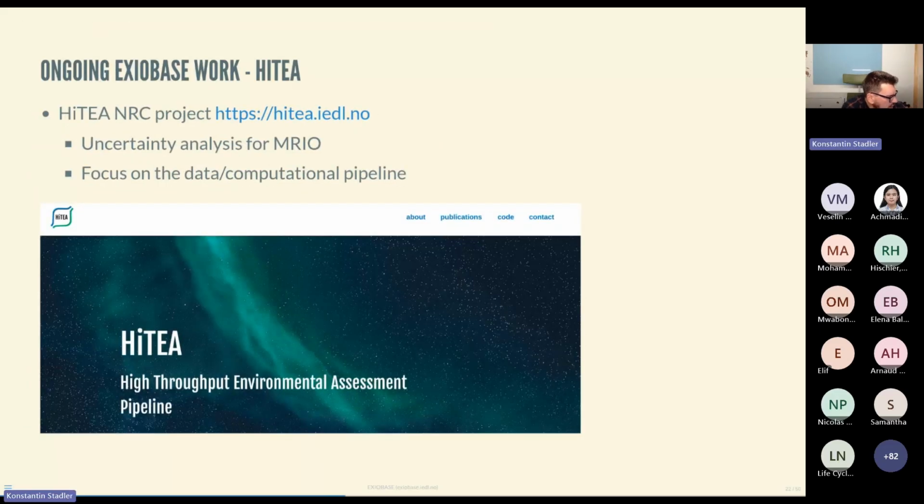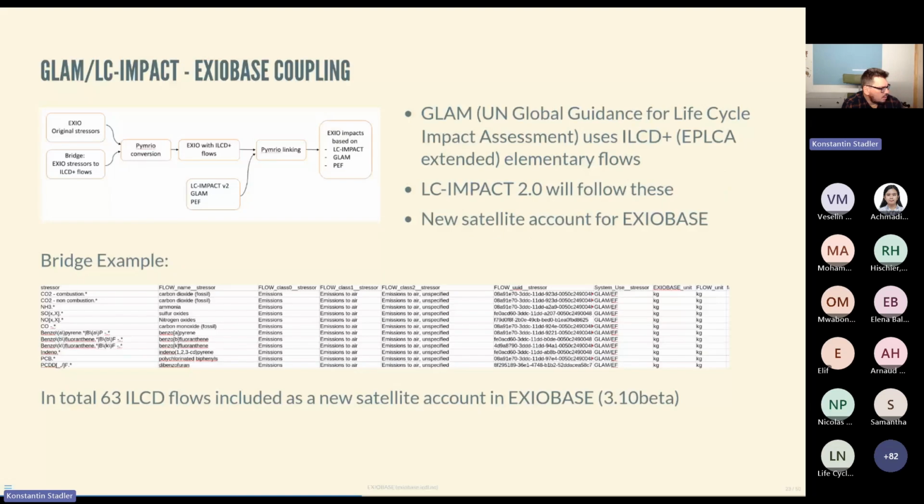And then I have a project running which is called Haiti, where we're looking mostly into uncertainties of MRIOs and on efficient data handling and computational pipelines. So these 3 projects are kind of cross-cutting. Here, in BAMBOO and in Rainforest, we link Exiobase stressors to several impact assessment frameworks.